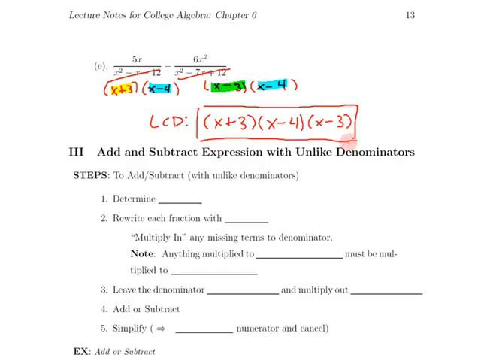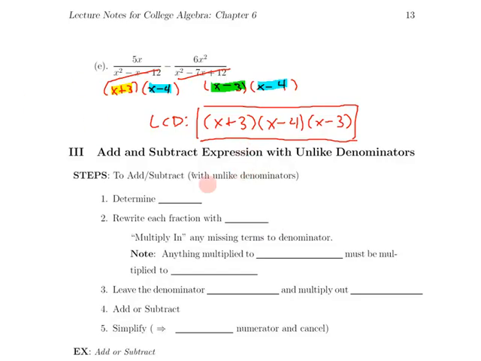Now, what do we do with those LCDs? Well, that's what we're ready to talk about now, is how we actually add and subtract these fractions that have unlike denominators. We're going to convert them into fractions that do have common denominators, and then we can go back and use the same technique we did before. So how do we convert them is the issue.